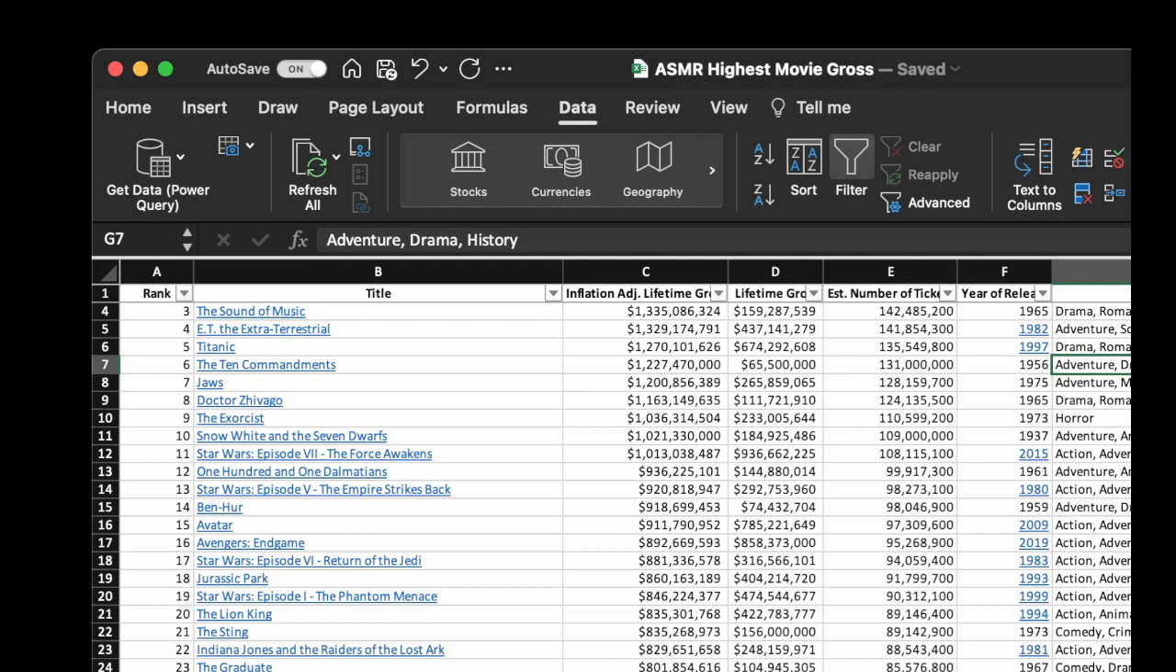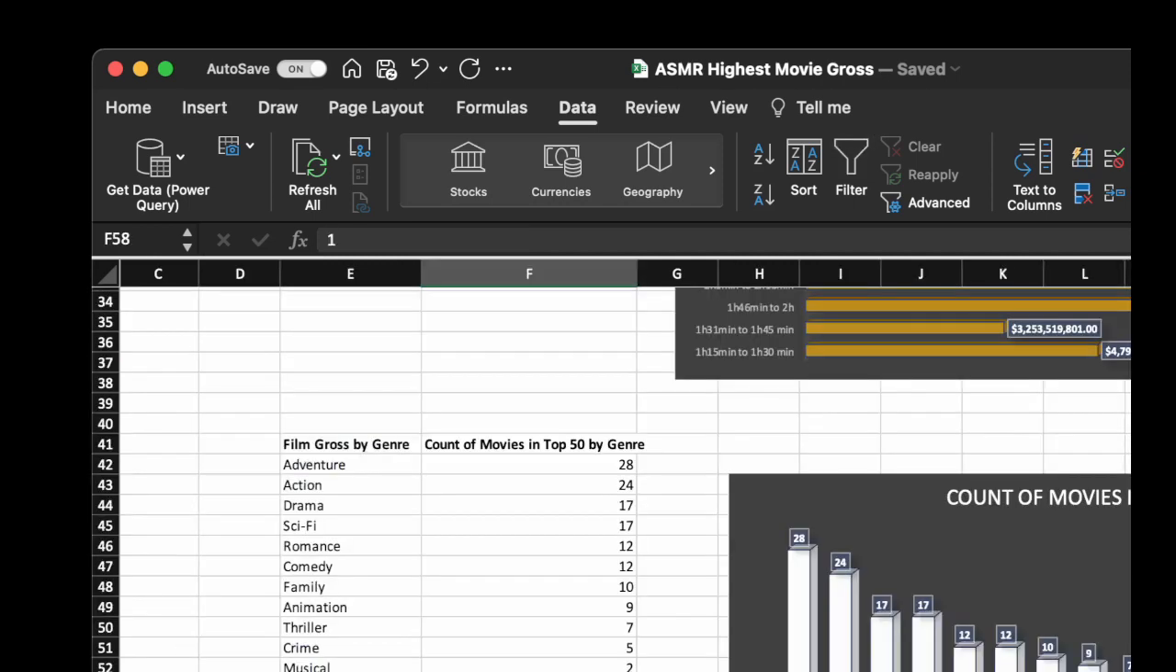So the most common type was adventure, then action, then drama, sci-fi, romance, comedy, family, animation, thriller, ride, musical, history, war, fantasy, western, mystery. So that was the most common genre type.